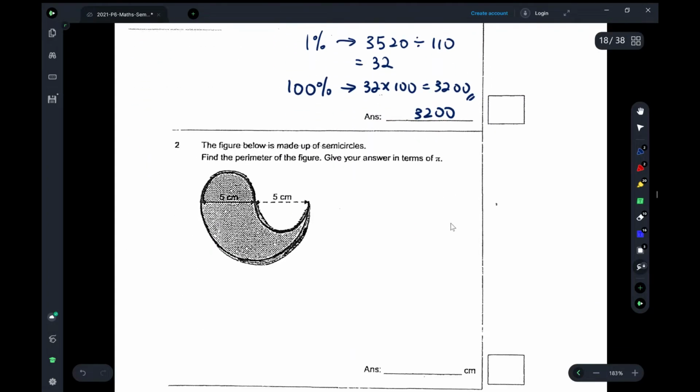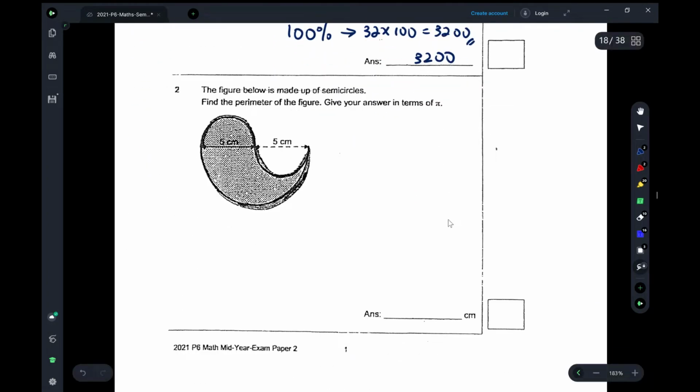Okay, so let's move on to the next question. It's under the topic of circle. The figure below is made out of semicircles. I see one here, the small one, and the large one. This small one can actually fit nicely into this empty space here. Find the perimeter of the figure. Give your answer in terms of pi, which means that we do not need to use 3.14, nor do we need to use 22 over 7. We just simply leave it as pi.